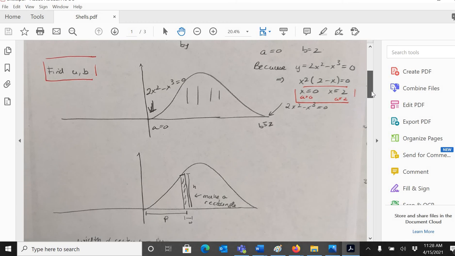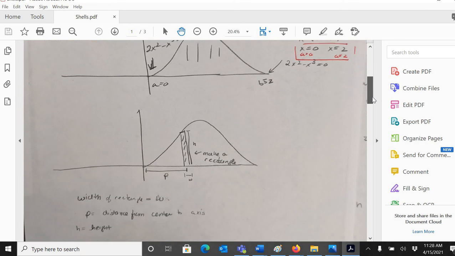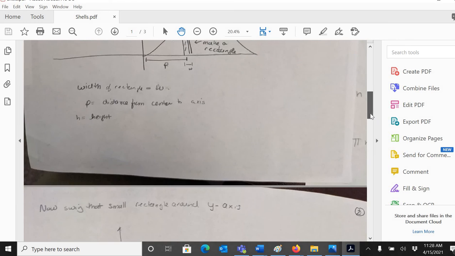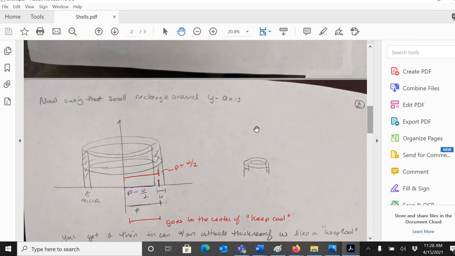So what's cylindrical shells? The idea is pretty simple. I'm going to slice this thing into pieces of rectangles. The rectangles, I'm going to label them as having width w. p is the distance from 0 to the center of this rectangle, and h is the height of this rectangle. If I spin just that one rectangle around, I get a koozie. I call it a koozie.